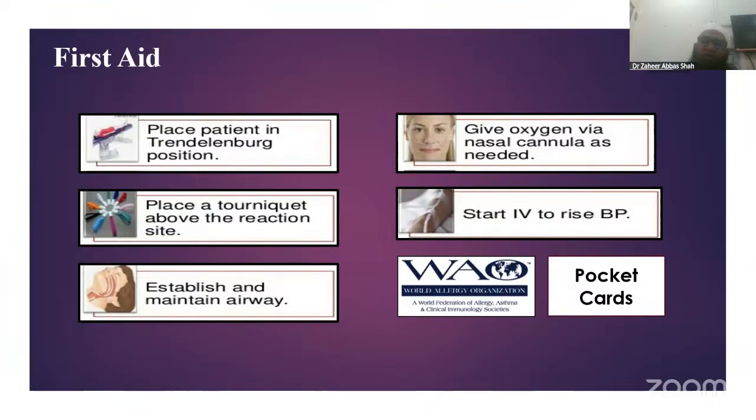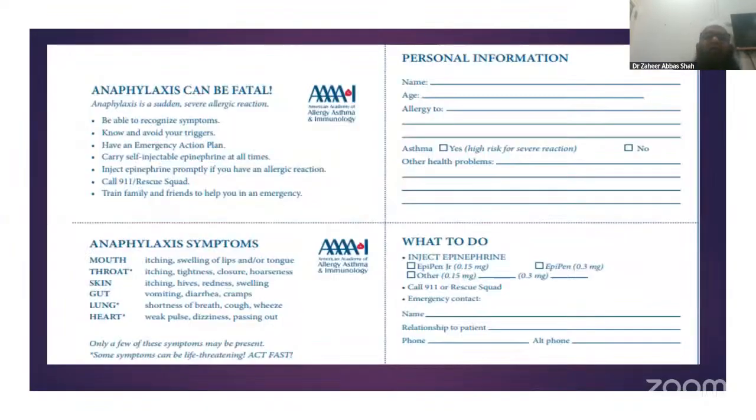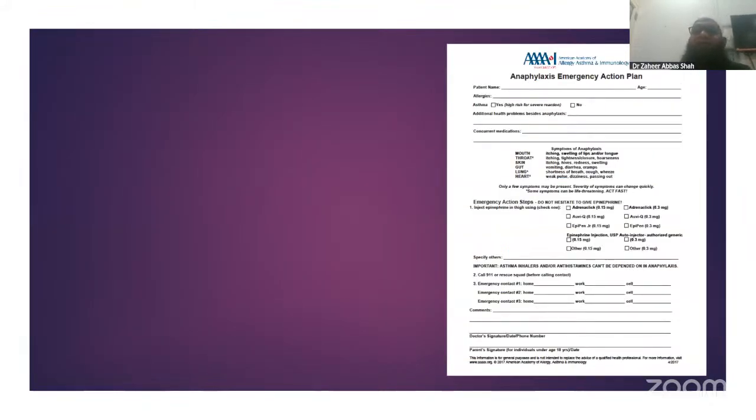The WHO, World Allergy Organization, and the American Academy of Allergy, Asthma and Immunology have come up with some pocket cards and anaphylaxis awareness material. These charts speak about how to recognize the symptoms early, for the common public, the family physician and physician, and how to know and avoid the triggers. They also speak about the emergency action plan, carrying self-injectable epinephrine at all times, and how it should be taken. The card lists the different symptoms of anaphylaxis and is accompanied by the anaphylaxis emergency action plan. The dosage is also given in this chart.